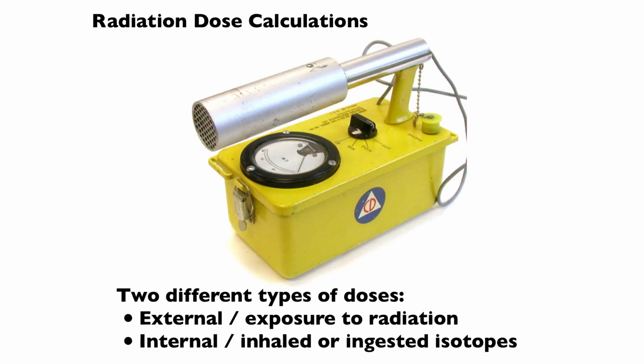And we do radiation dose calculations. There are 2 different kinds of doses. External, that's stuff that's outside your body, like the particles that are outside your body, or internal, if you inhale or ingest the isotopes.